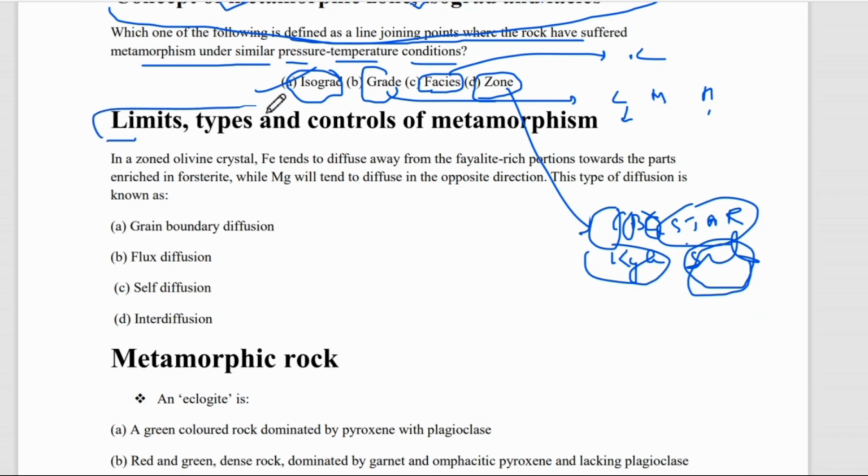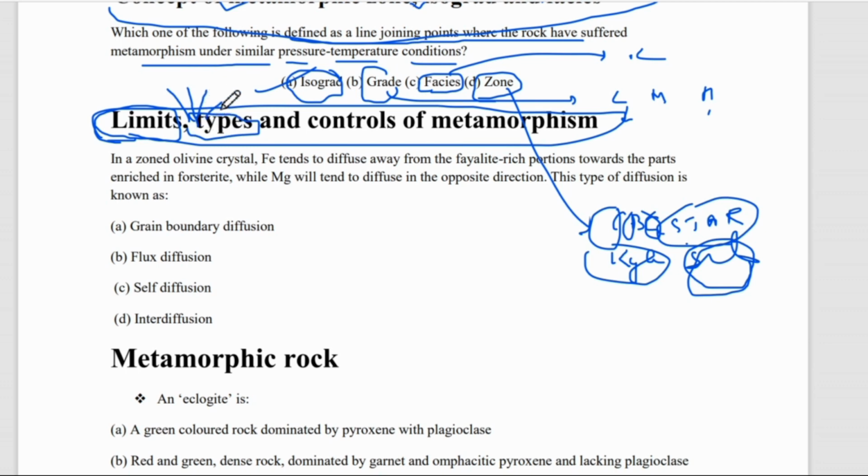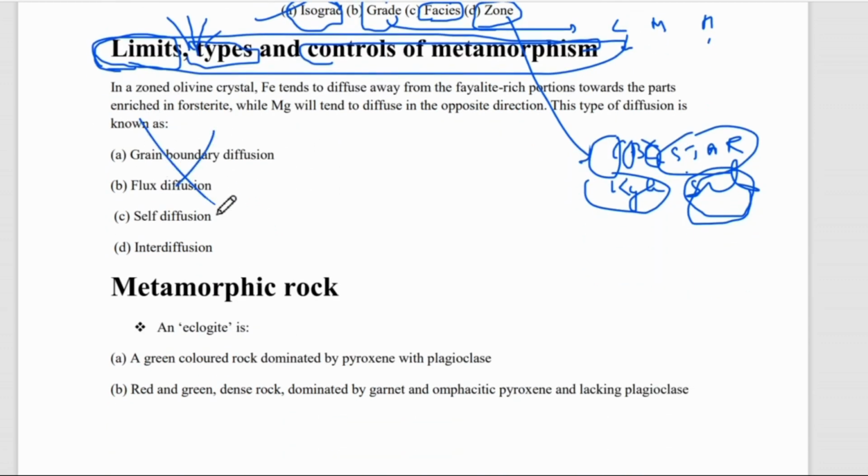Next topic is limit, type, and the control of metamorphism. There is a pressure temperature limit for metamorphism, which I have told you. There are different types of metamorphism too, like contact metamorphism, regional metamorphism, orogenic metamorphism, impact metamorphism, and there are controls of metamorphism. I think I have discussed this question.